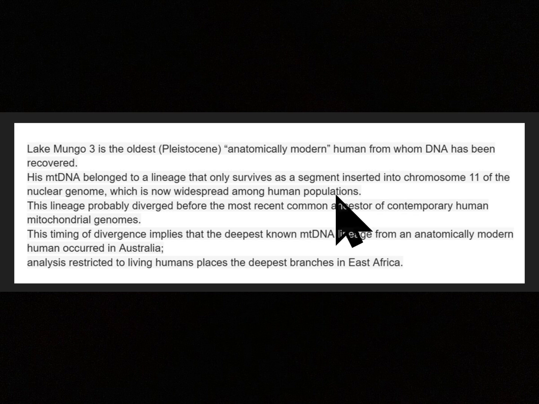So the modern human mtDNA was found back in Lake Mungo from the Pleistocene, and this implies that the deepest known proven mtDNA from an anatomically modern human occurred in Australia, not Africa, Australia. And Australia is far away from Africa.